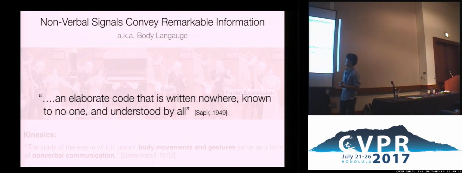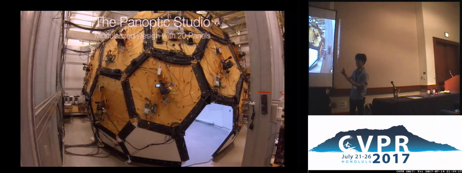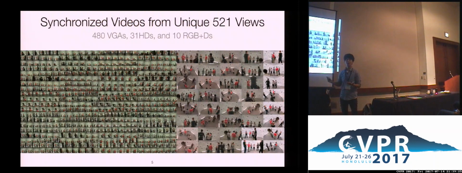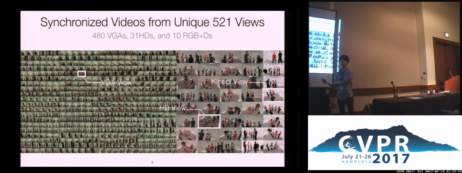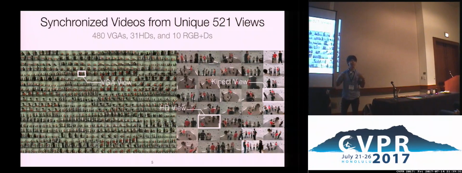Sapir even said that this is an elaborate code, but understood by all. And essentially, this is the major motivation of our Panoptic Studio compared to other existing methods. We are mainly interested in social interaction among interacting people. So usually, we put multiple people inside, and they do some very natural motion by themselves. We capture their motion, and we really want to measure it.